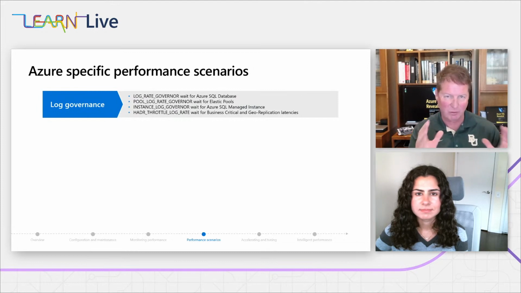So log governance being one of those very first ones. You don't see that in SQL Server. You only see that in Azure SQL. Now, worker limits are interesting.